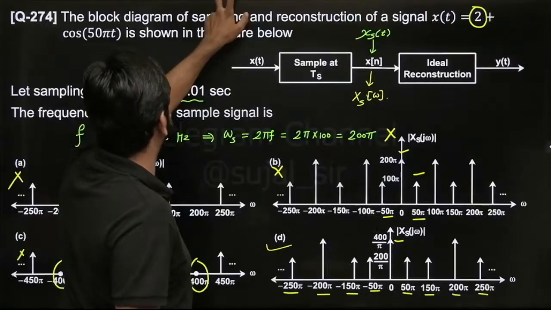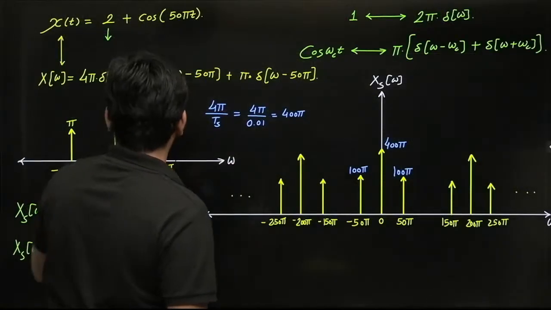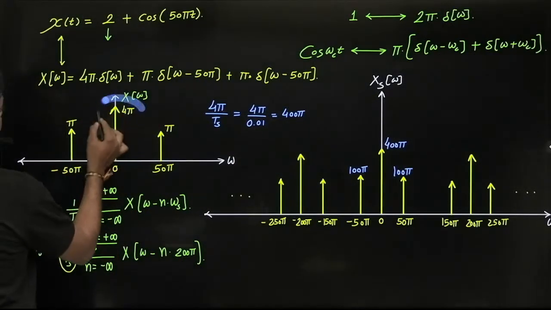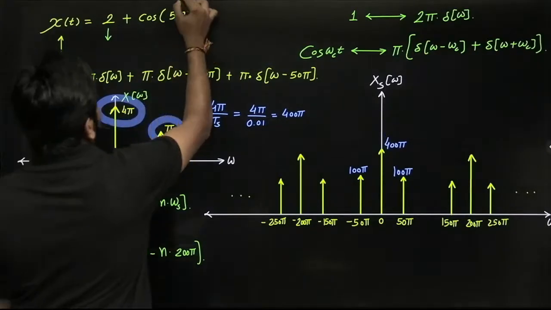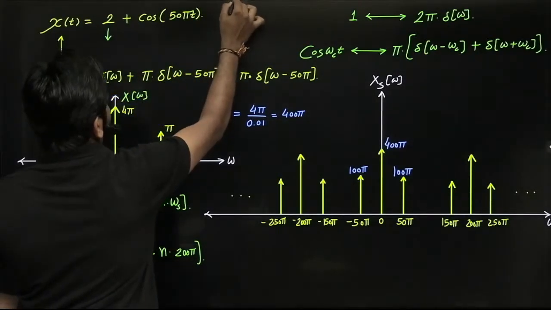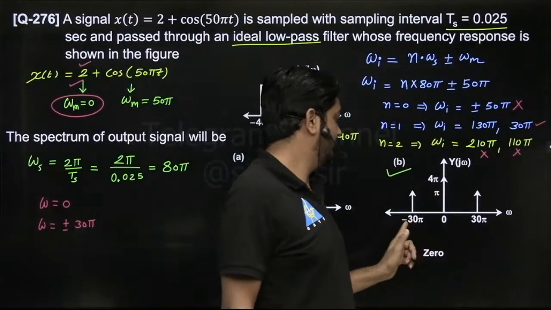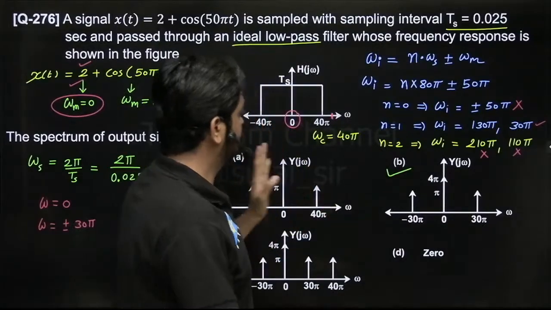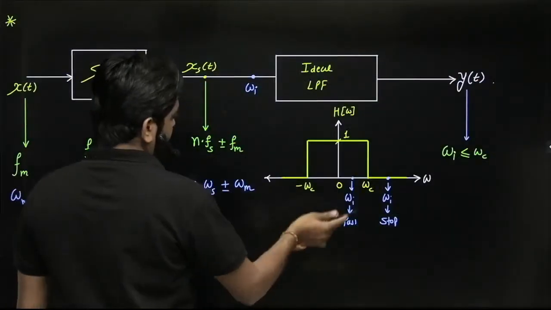In this question, this is 4 pi, I told you, and this is pi. So here it is 4 pi and pi, minus 30 pi plus 30 pi. So simply you have to remember this concept.